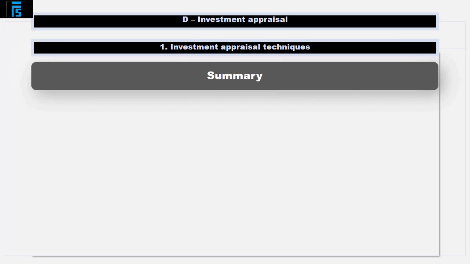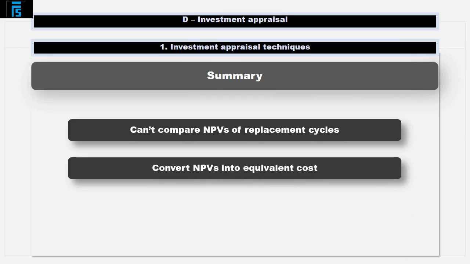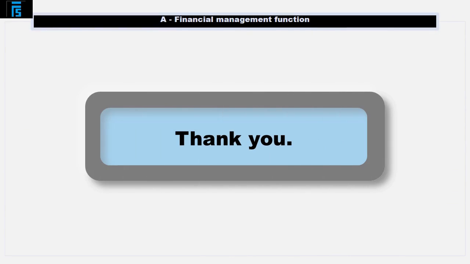In this video, we've explored how to tackle replacement cycle questions. The key thing to remember here is that you can't compare NPVs of different replacement cycles directly as they relate to different periods of time. You need to divide each NPV by the annuity factor for the length of that cycle to convert the NPV into an equivalent annual cost. Equivalent annual costs can be compared directly.